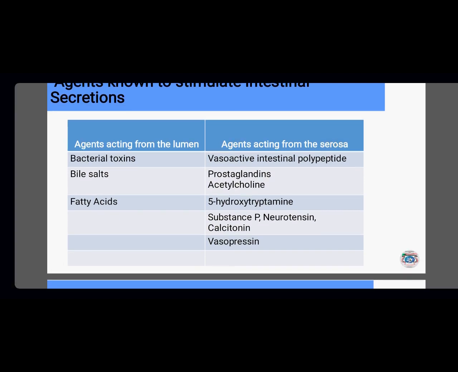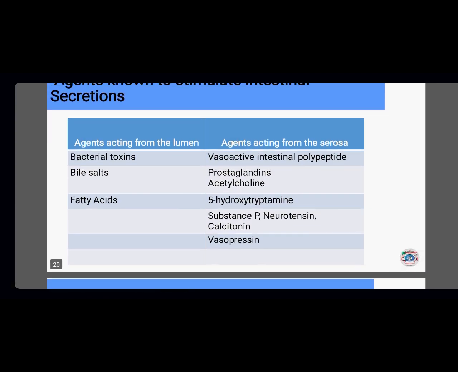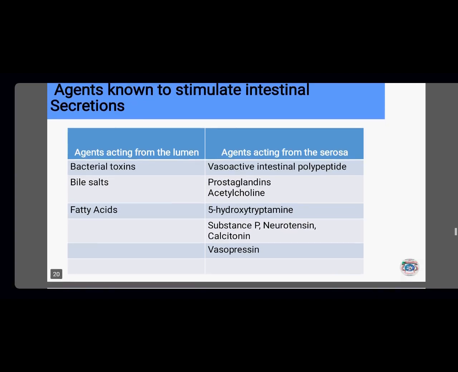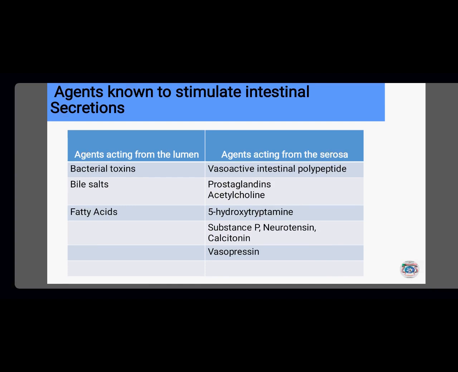From the serosa, that means it's going through the bloodstream: vasoactive intestinal peptide, which is a hormone, prostaglandins, acetylcholine, 5-hydroxytryptamine, substance P, neurotensin, calcitonin, vasopressin. All of them are hormones. This is why their pathway is through the blood.